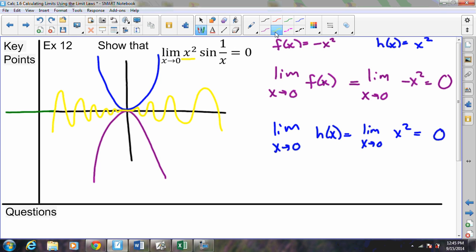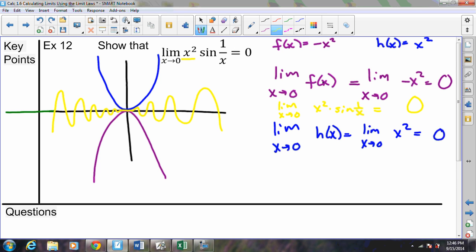Well, then we're going to have our limit as x approaches 0 of x squared times sine of 1 over x. It's got to be some number that's in between 0 and 0. There is no number in between 0 and 0. So if it's got to be between 0 and 0, the only thing that it could possibly be is also 0. That's what the squeeze theorem does for us.